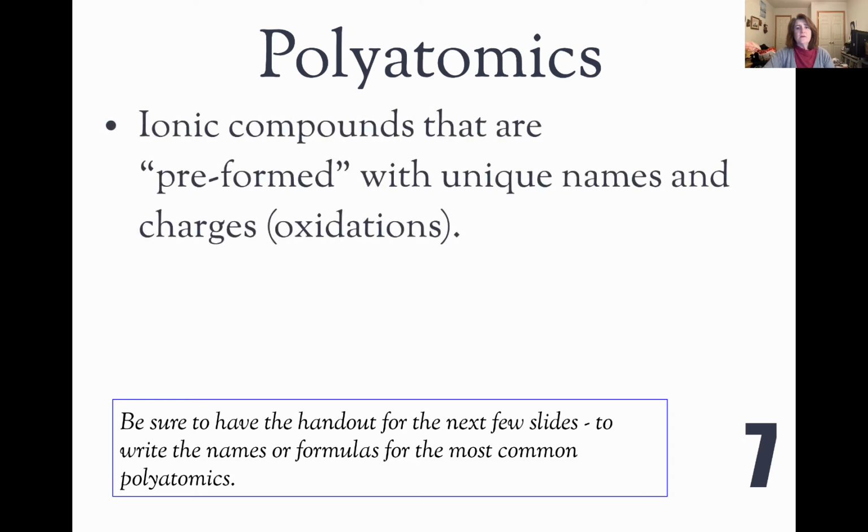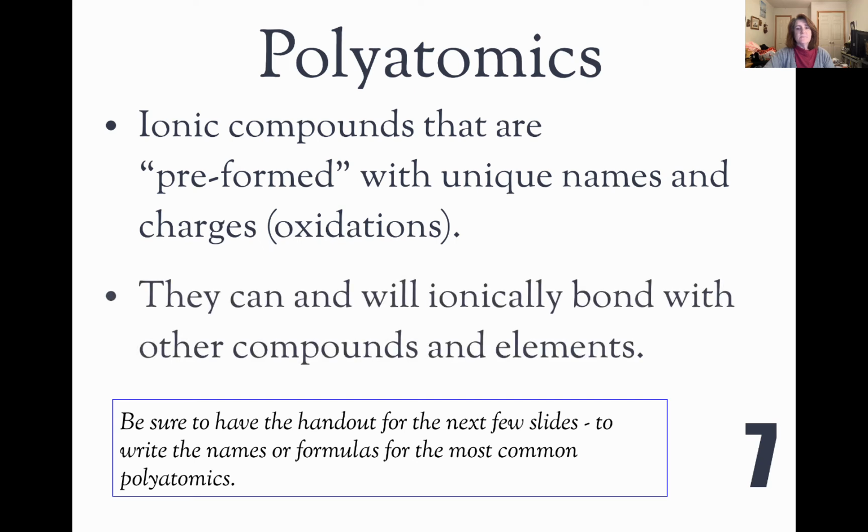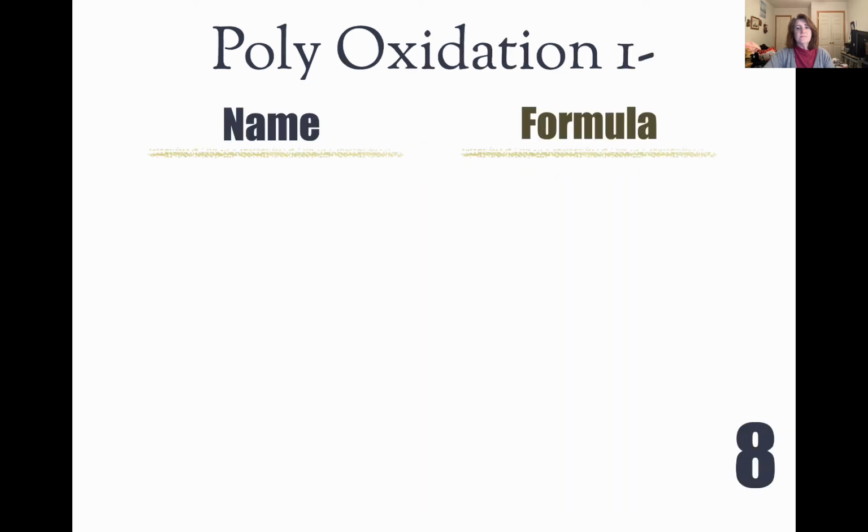Polyatomics are ionic compounds that are preformed with unique names and charges, or oxidations. Be sure you have the handout for the next few slides. Polyatomics can and will ionically bond with other compounds and elements. So in the first box on your periodic table, with an oxidation of 1 negative, these are very similar to group 17 on your periodic table.